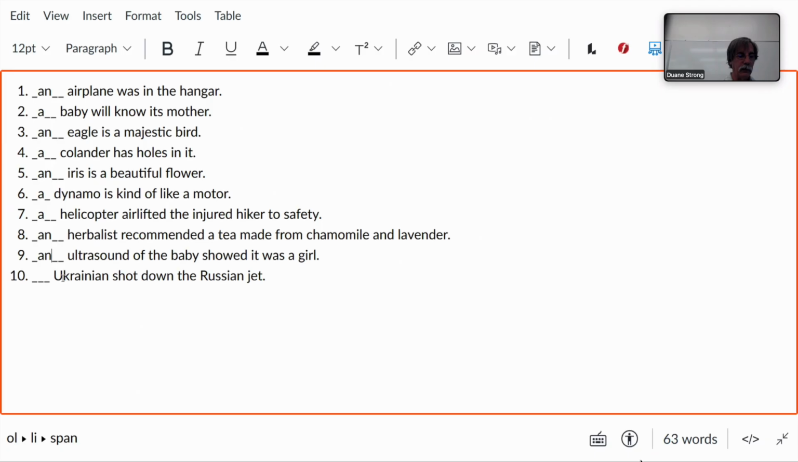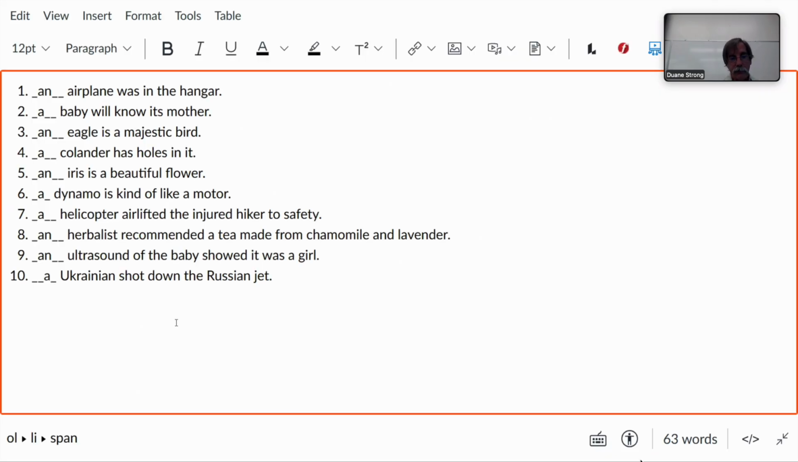But what about this one? Ukrainian shot down the Russian jet. Is it a Ukrainian or an Ukrainian? It's because it's one person, so it's a, right? Well, speaking about one, no, it's not about whether it's plural or not. It's about the sound that the word makes. Ukrainian makes the U sound, which does not sound like a vowel. It sounds like the consonant Y, right? So use a.